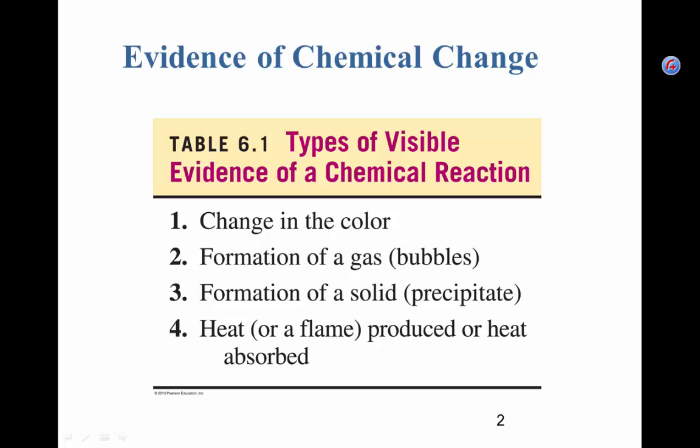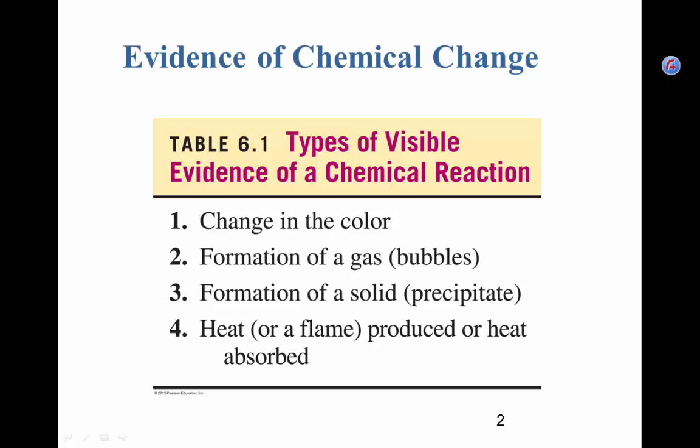First off, we want to talk about different types of evidence that we have a chemical change. One of those would be a change in color. So if you notice that what you have at the beginning and what you have at the end are different as far as the color change, that could signal that you have a chemical reaction.